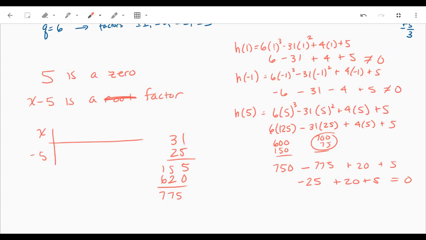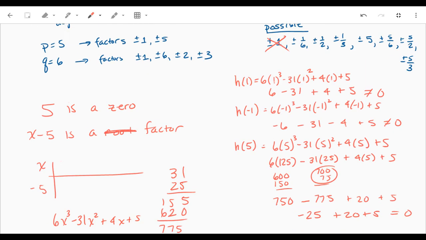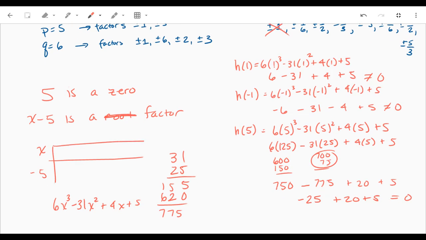Again, I want to try to get to 6x cubed minus 31x squared plus 4x plus 5. Let me just double check. Yeah, okay. So then I know that I'm going to have a 6x squared here. And then I get 6x cubed and negative 30x squared. Now I need a negative x squared, which gives me an x here and a negative 5x here. Okay, and so then I need a 9x.